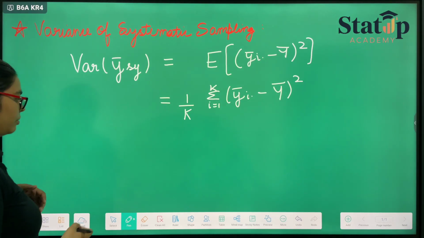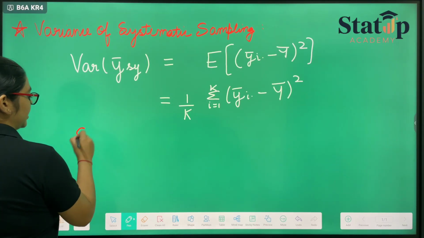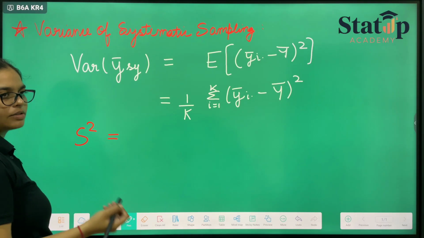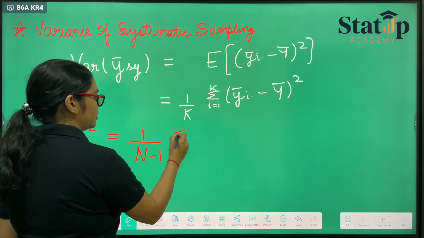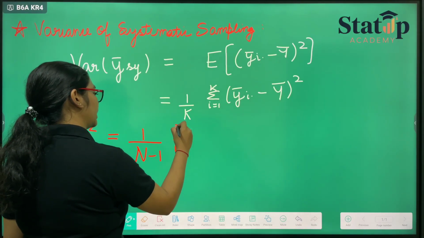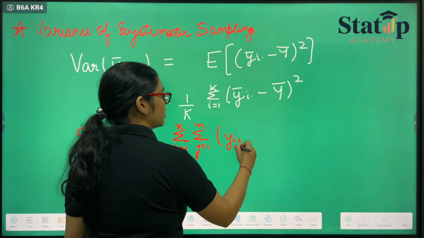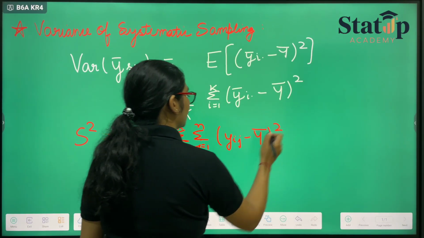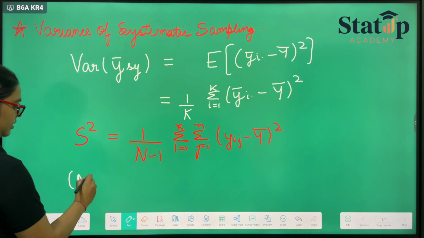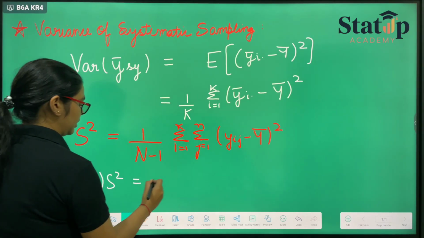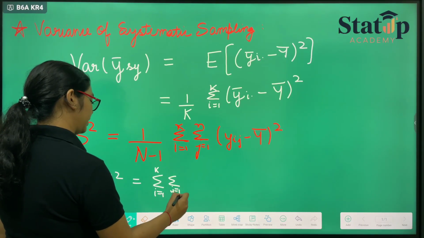Now, moving forward, we can write that S square, that is the variance of simple random sampling without replacement, is nothing but 1 upon n minus 1, summation i goes from 1 to k, summation j goes from 1 to n, yij minus y bar whole square. We know that this is the formula. So we can write it as n minus 1 into S square is nothing but summation i goes from 1 to k, summation j goes from 1 to n.